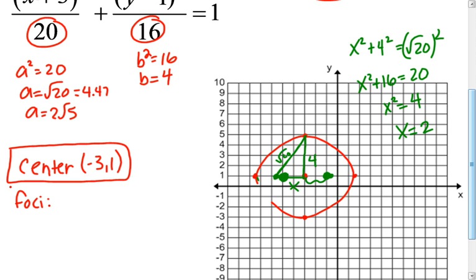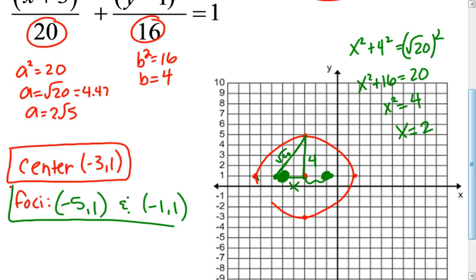Okay? So my foci, I can see this point right here. If you look at your coordinate axis, it is 1, 2, 3, 4, 5 to the left and 1 up. So this point is at negative 5, 1. And then this point right here is at negative 1, 1. Okay, so there's my foci.